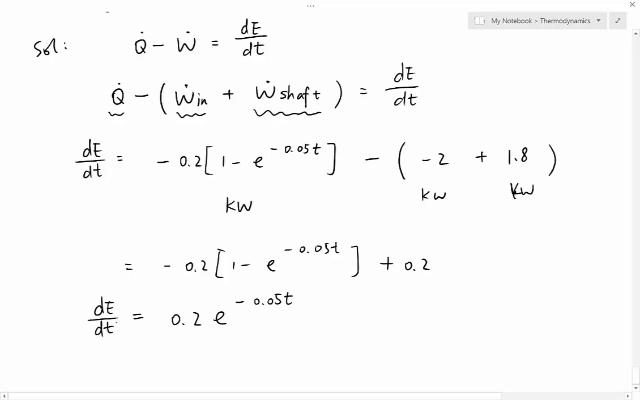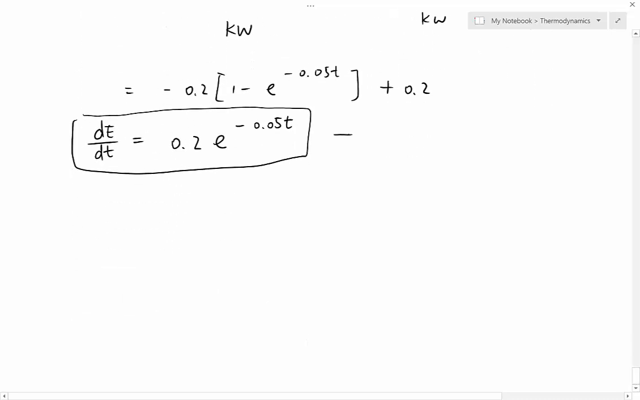Now take a look: dE over dt, still my left-hand side. What is this? This is an ODE, an ordinary differential equation. So we need to solve this ODE. Do you remember how? We need to do a separation of variables, meaning we move everything that has capital E to one side and everything that has t, time, to the other side. So dE is equal to 0.2 times e^(-0.05t) dt. That's it. Now we have separated the two variables.